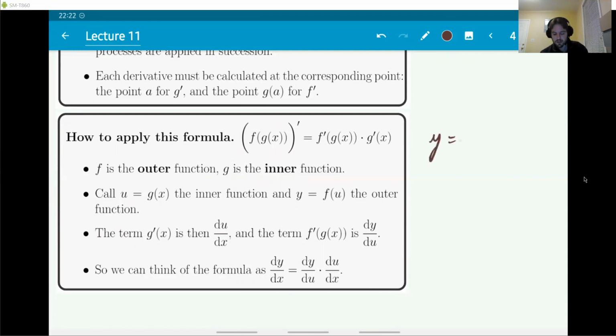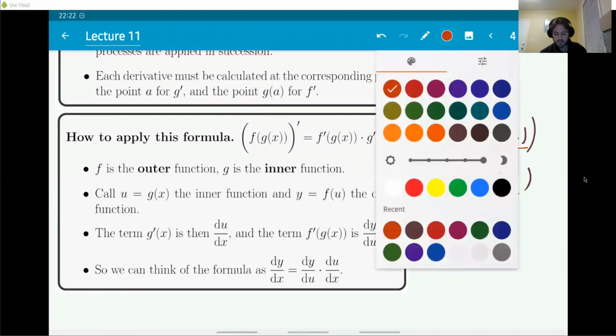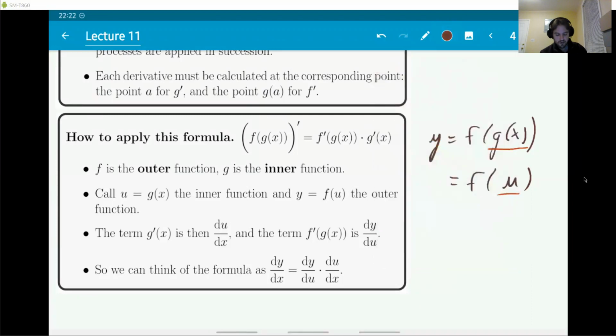Because y is actually this composite, but I was calling g of x my u. So instead of f of g of x, you can write f of u. That's your function y. Now, the derivative g prime of x, we have a notation for that that uses fractional notation like this, du dx. I hope you agree with this. U is the name that we just gave to the function g. So you can say du dx means derivative of g with respect to x.